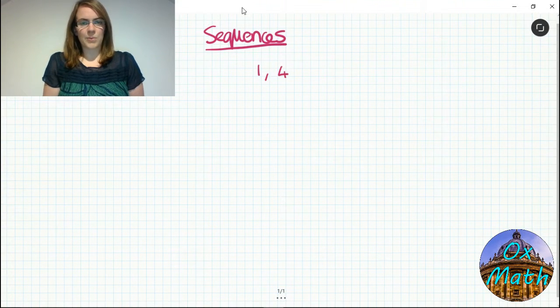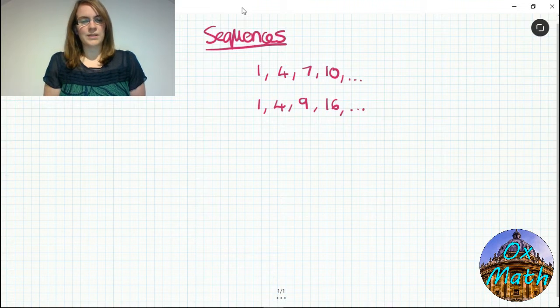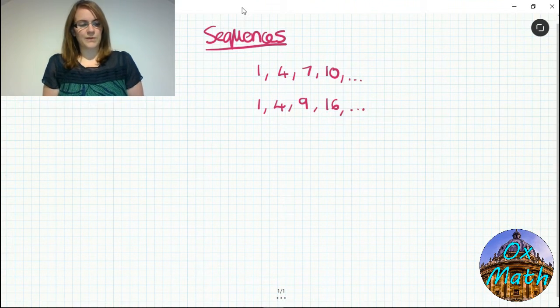So for example, 1, 4, 7, 10. This sequence is made by adding 3 on each time to the previous term, and we could use a ... to represent that it goes on forever. We could have also had a sequence 1, 4, 9, 16, and again ... shows it goes on forever. And this sequence is actually all the square numbers, so 1 squared, 2 squared, 3 squared, 4 squared.